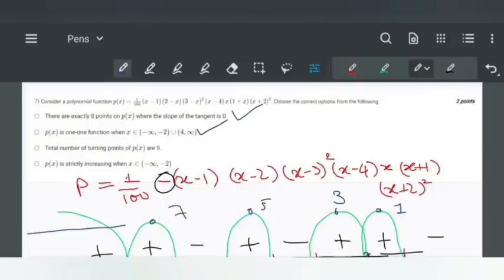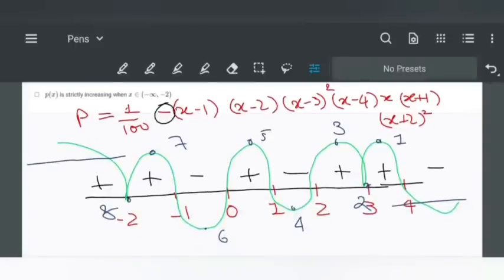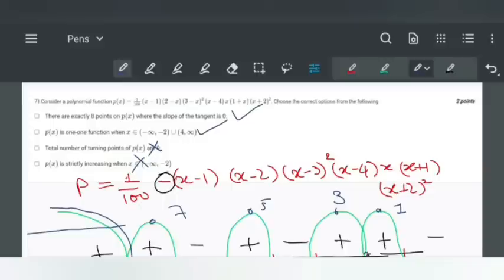Third, total number of turning points of p(x) are 9. Sorry, it's wrong, as the first option was also asked about the number of turning points. And the last option is strictly increasing where x belongs to minus infinity to minus 2. For x belongs to minus infinity to minus 2, the function is strictly decreasing. Hence the last option is also wrong along with the third option. Hence your answers are A and B.